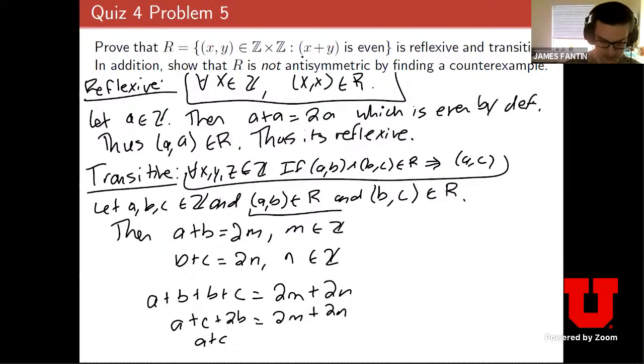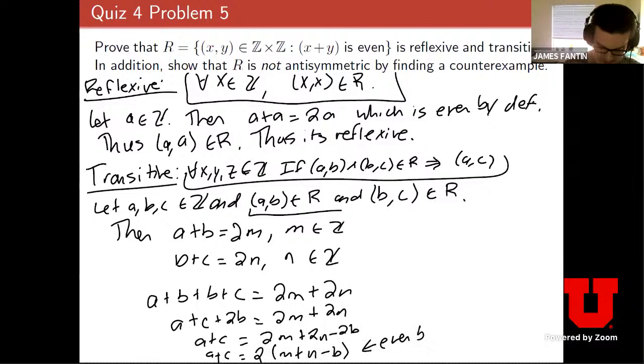We want to look at what happens with AC to see if it's in the relation. So we'll subtract the 2B from both sides. That'll be 2M plus 2N minus 2B. And we can factor a 2 out here, so that'll be 2 times (M plus N minus B). And this is even by definition. So thus, AC is in the relation. And so R is transitive.